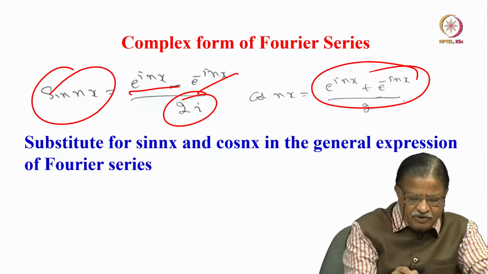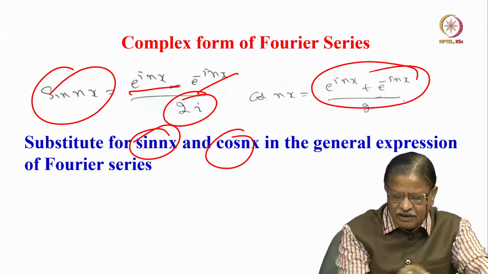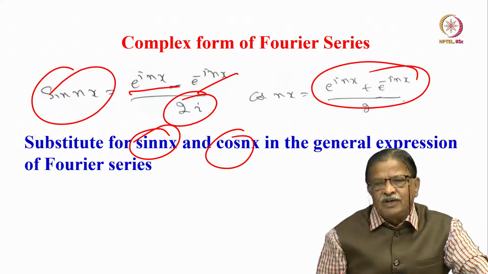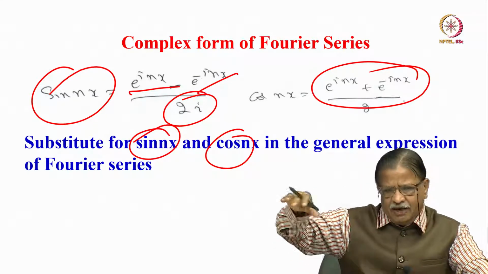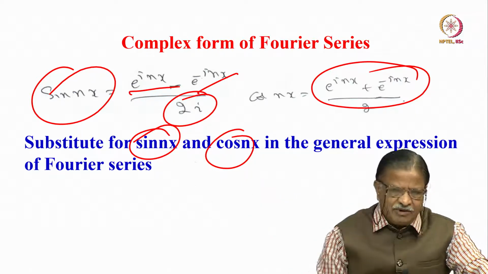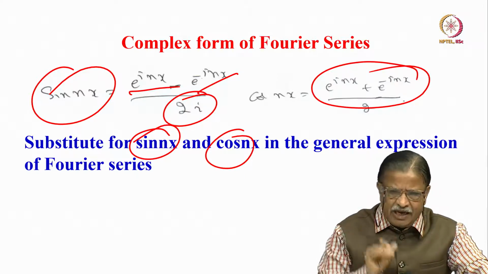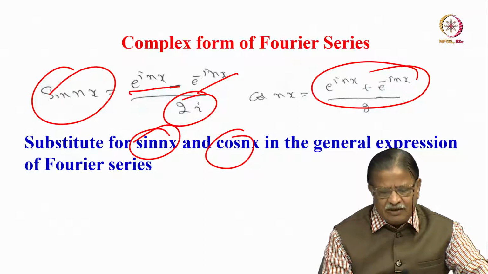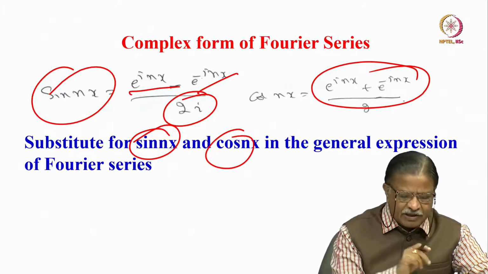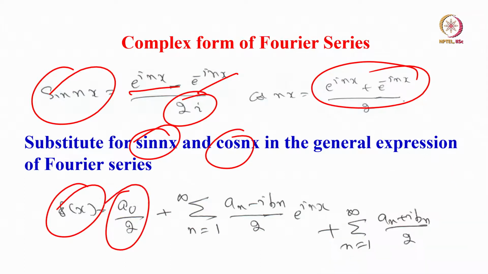Now what we do is we have to substitute for sin n x and cos n x in the general expression we wrote for the Fourier series. We wrote the Fourier series, remember, f of x equal to a0 by 2 plus summation of a n cosine of n x and b n sin of n x. All those things, a and b and everything, we wrote. For that basic Fourier series expression, we have to substitute this. So if you substitute this, f of x turns out to be a0 by 2, and then of course do a simple mathematical jugglery after substitution.